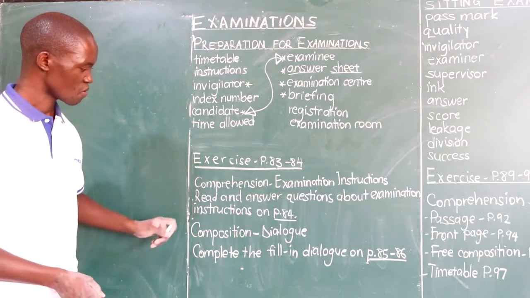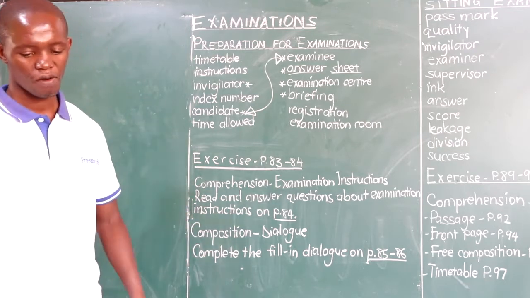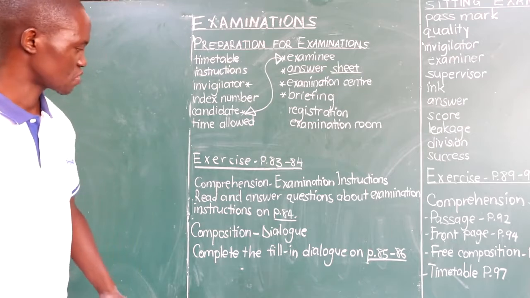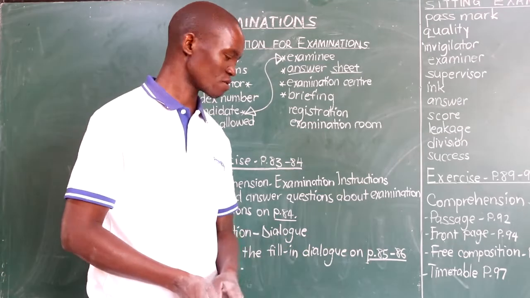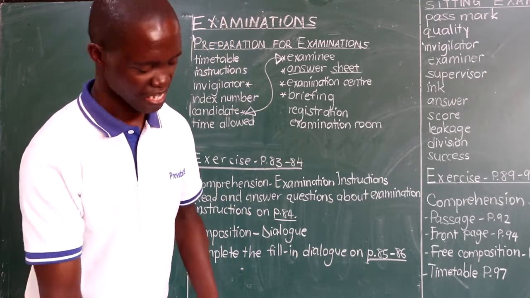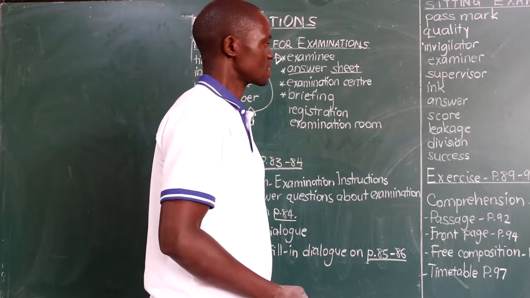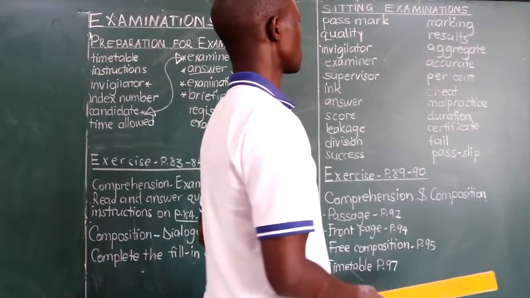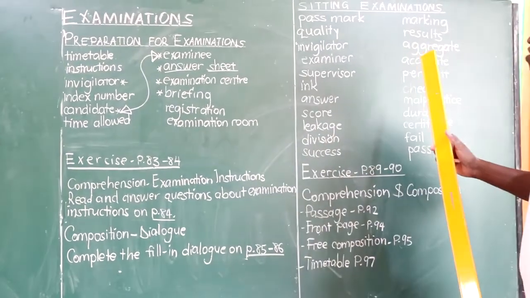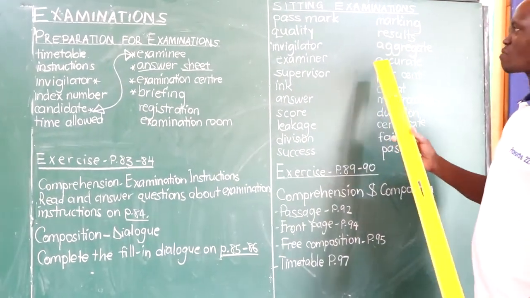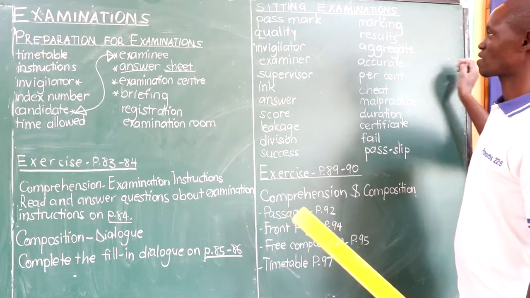What next? We have a composition, and that's a dialogue. That should be on page 85, where we are told to complete the dialogue on that very page, and the next one. Lastly, we'll look at the subtopic of sitting examinations. Sitting examinations, still under the same topic, examinations.